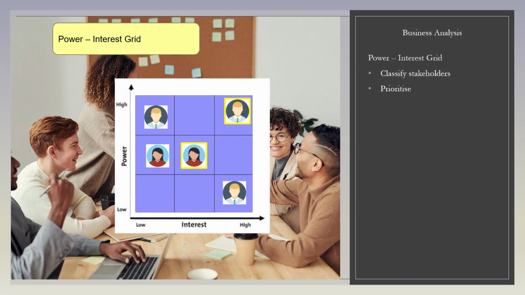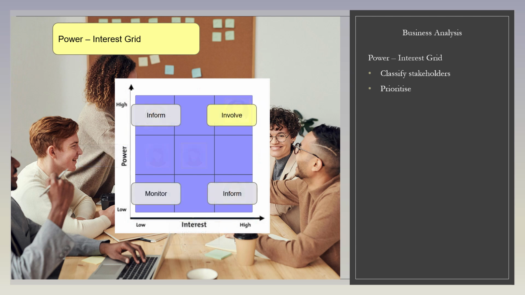One useful and widely used technique for analysing, classifying and prioritising stakeholders is called the power interest grid. Here, stakeholders are classified according to two factors: their power or influence over the project, and their interest, or how much they will be affected by the outcome of the project. This analysis will help you to decide how best to manage stakeholders.